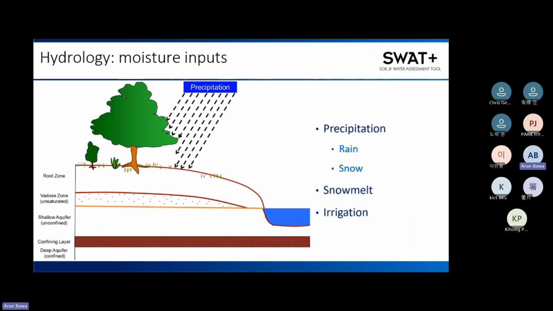Some of the water cycle components: for the moisture inputs, you have the precipitation, which is in the form of rainfall or snow based on the temperature of that day. Other inputs could be snow that is accumulated and then melted, snowmelt. Then irrigation, if you are using some outside source, maybe from the deep aquifer or some local source somewhere else, not from that particular HRU. So these are your hydrological moisture inputs into the model.